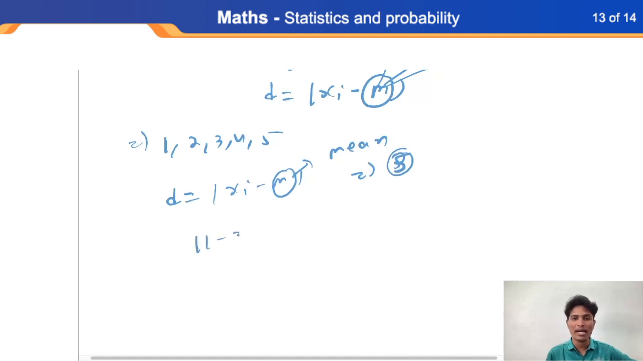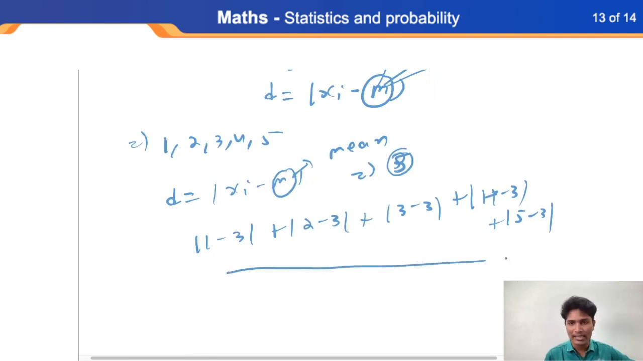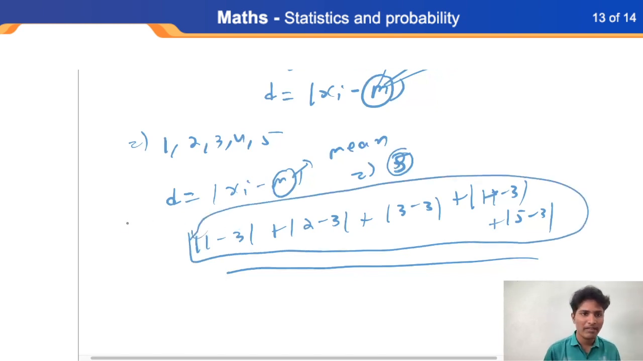That is mod 1 minus 3 plus mod 2 minus 3. I have to take the modulus only. 3 minus 3, plus 4 minus 3, and 5 minus 3. And I have to sum this entire thing. If I calculate this entire thing, this value is called deviation D.